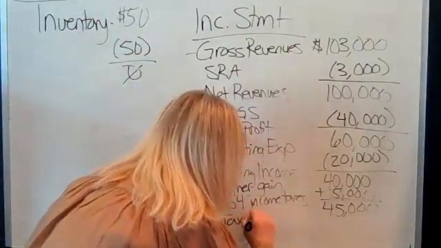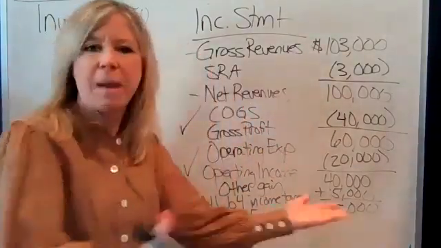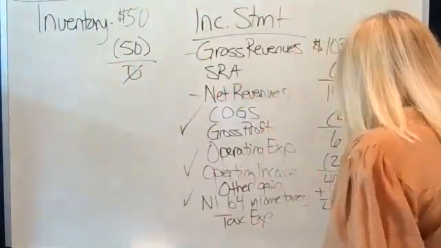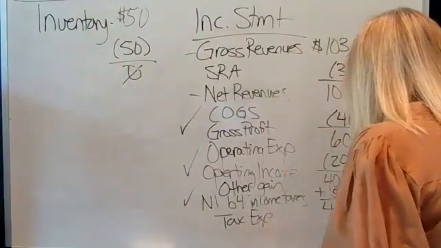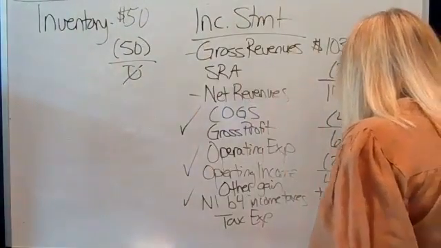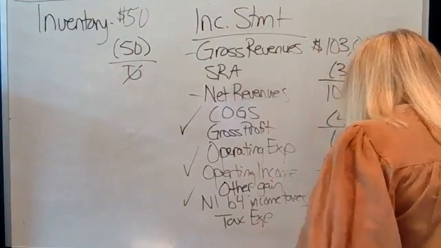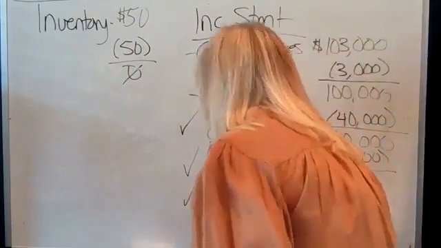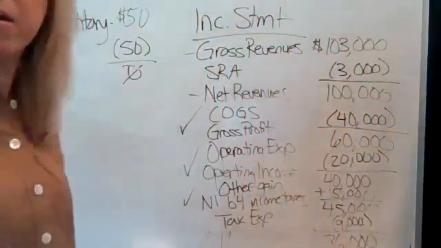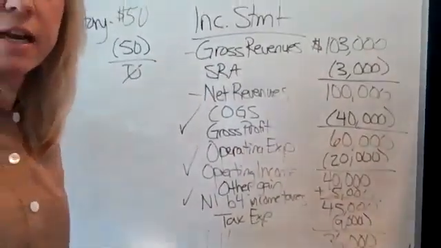So I'll put tax expense, and I'm just going to make up a number here. I'm going to say their taxes were $9,000. Of course, that would reduce what they have. And finally, we get to net income. At the very end of the day, $36,000 in net income.